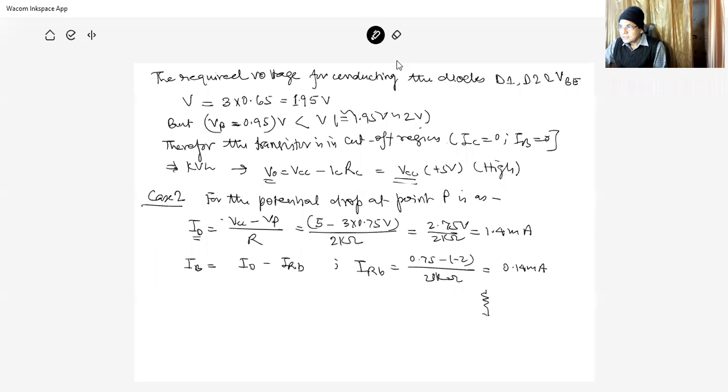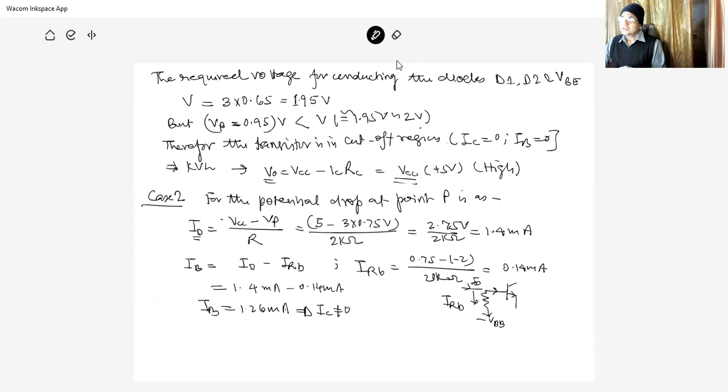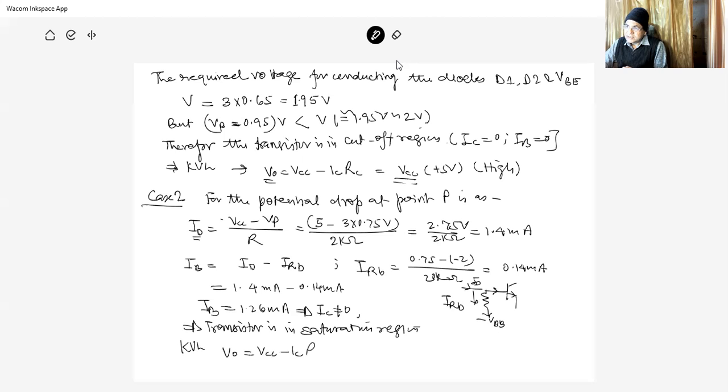This is minus VBB to the transistor in this case. So this current is IRB and here it is ID. So this is IB. So IB is equal to 1.4 milliampere minus 0.14 milliampere, and this is 1.26 milliampere. And this value gives the finite IC, which is not 0. So the transistor is in the saturation region. So what did KVL say? KVL said V0 is equal to VCC minus ICRC, that is a finite value. So it is 0. So it is the low state.